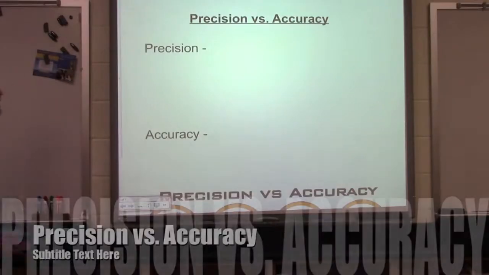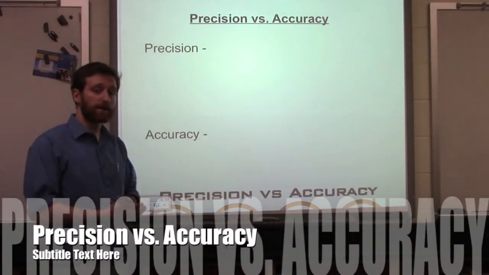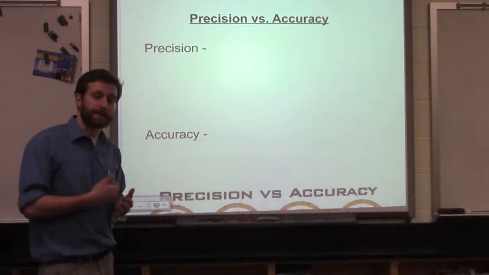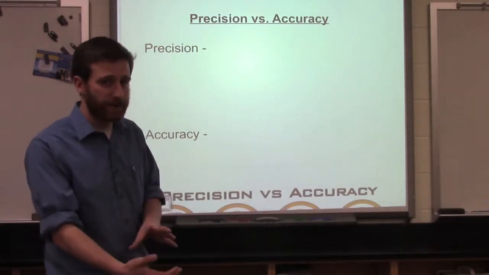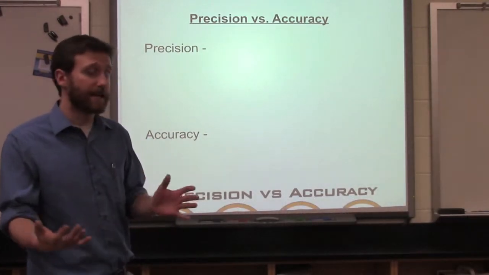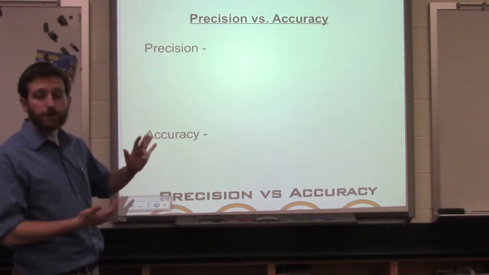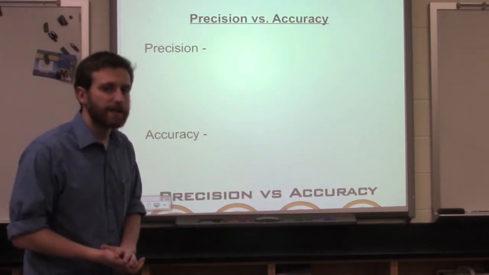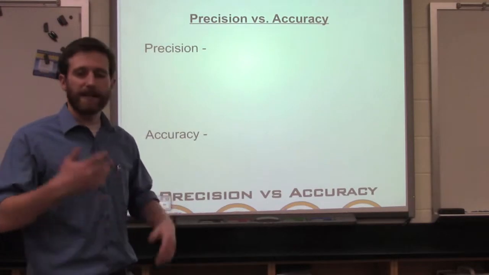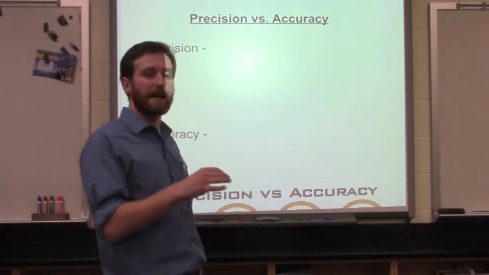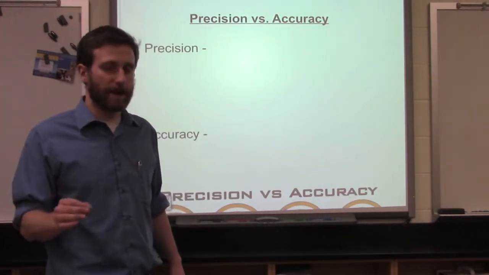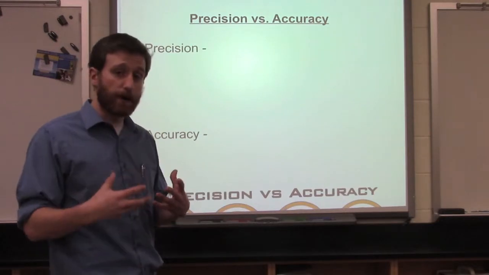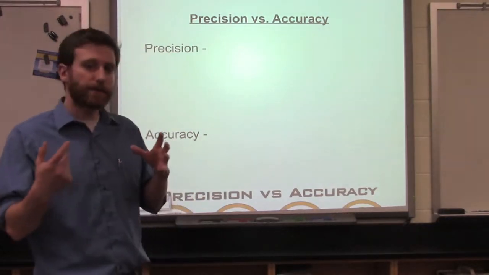Perfect. The last two things I'd like to talk to you about are two properties of experiments, precision versus accuracy, rather properties of data even. These are two words that we use pretty synonymously in our everyday speech. It was precise, it was accurate, but in science they mean two very different things. So, like I said, these are properties of experiments or properties of data sets.